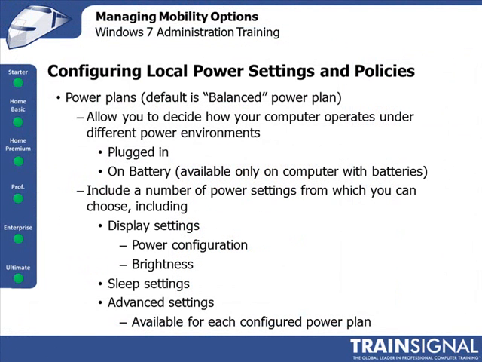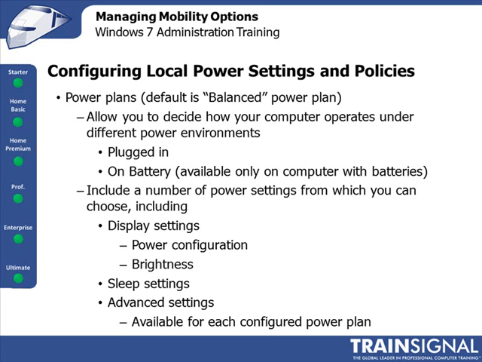Everybody wants to save power, and GlobalMantic is no exception to this rule. By using power plans in Windows 7, you can configure local power settings and policies that match the needs for GlobalMantic, especially for mobile users. This allows you to decide how the computer will operate under different power environments, whether it's plugged in or whether it's on battery. Your battery options in the power settings will only be available on computers that actually have batteries.